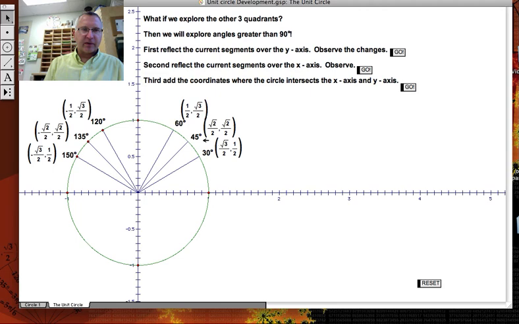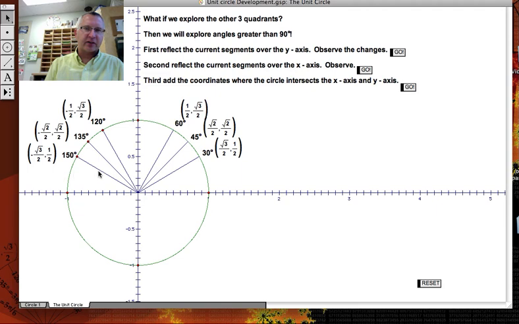First of all, we're going to reflect this across the y-axis over to quadrant 2, to our 120, 135, and 150. And if you notice, the only thing that changes here is the x values changed from positive to negative. So the coordinates are all the same. If you match the top ones up, the middle ones up, and the bottom ones up, the coordinates are all the same.